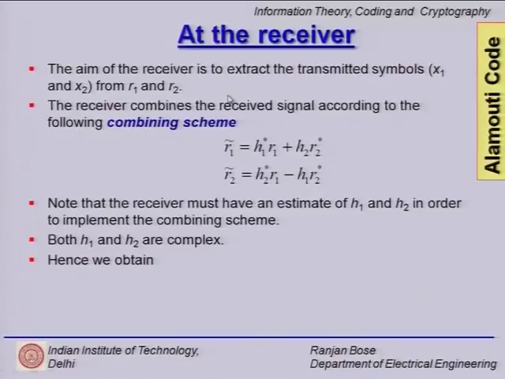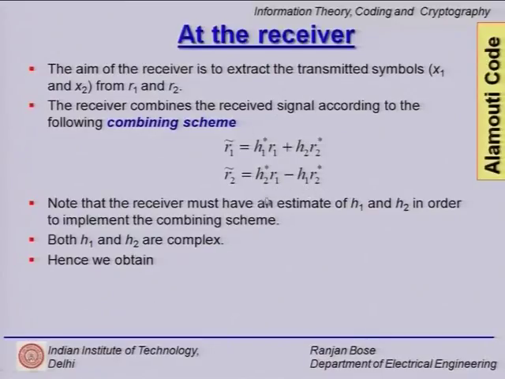So, the receiver requires some kind of a combining scheme. So, we have a strategy in place based on the channel estimates. So, we assume that we have some knowledge about the channel gains H 1 and H 2, and the combining scheme R 1 tilde is H 1 star R 1 plus H 2 R 2 star, and R 2 tilde is equal to H 2 star R 1 minus H 1 R 2 star.